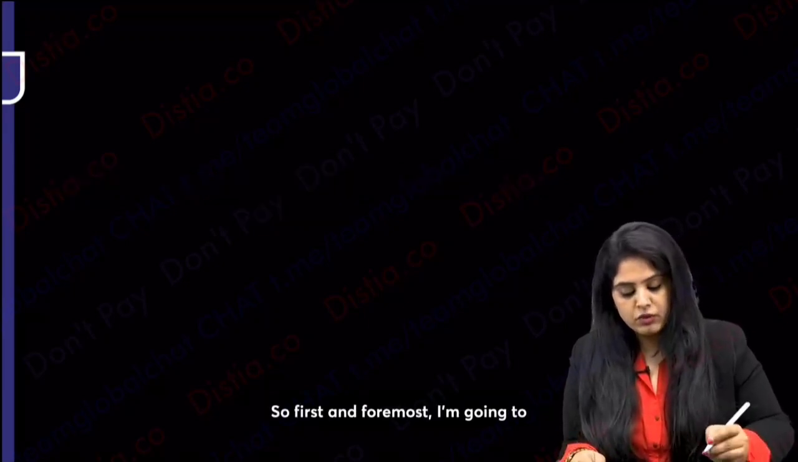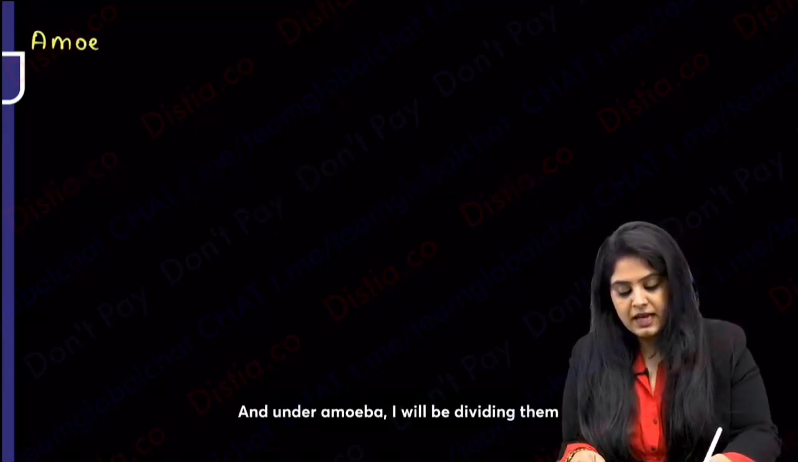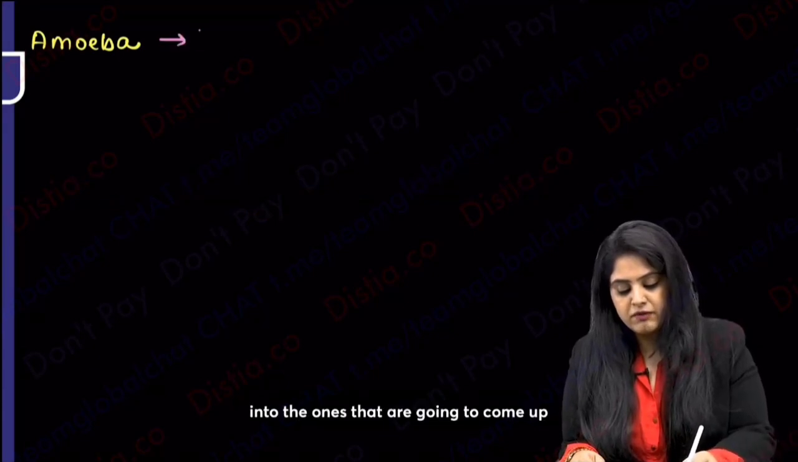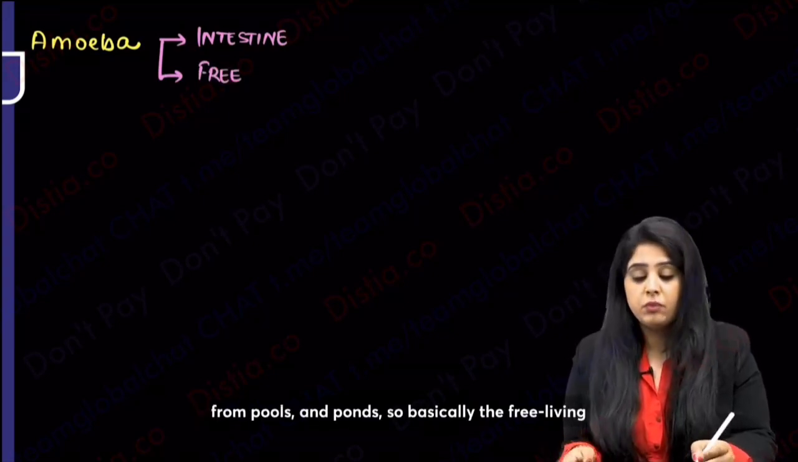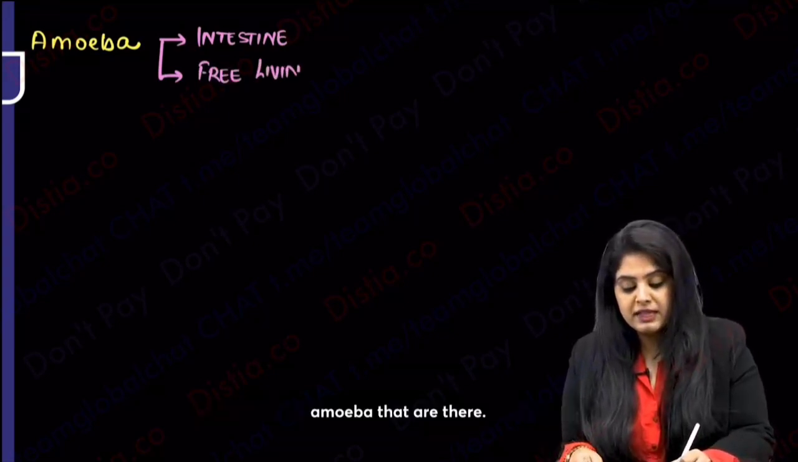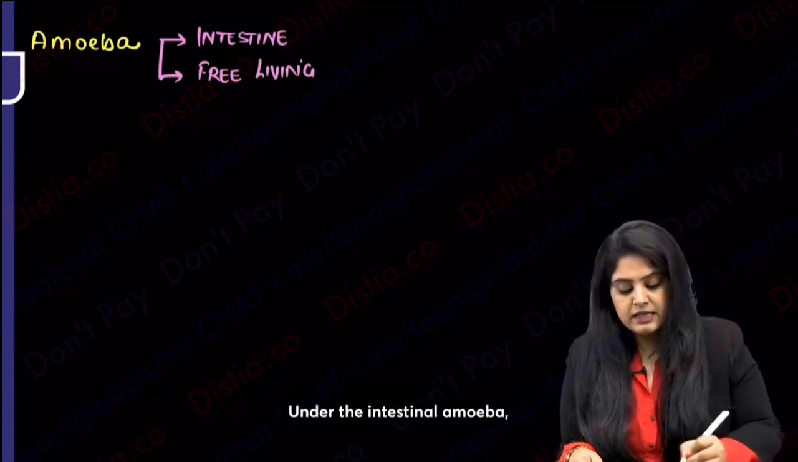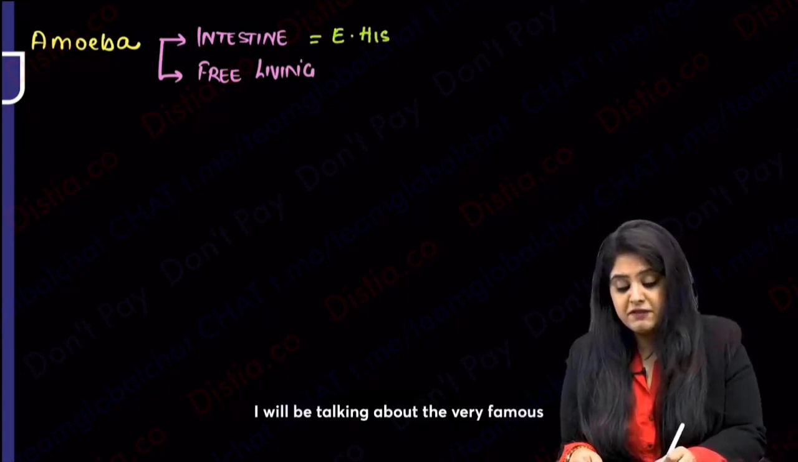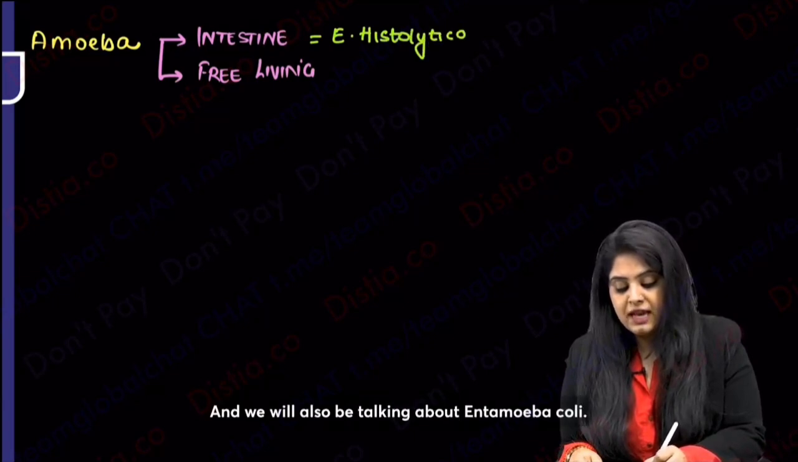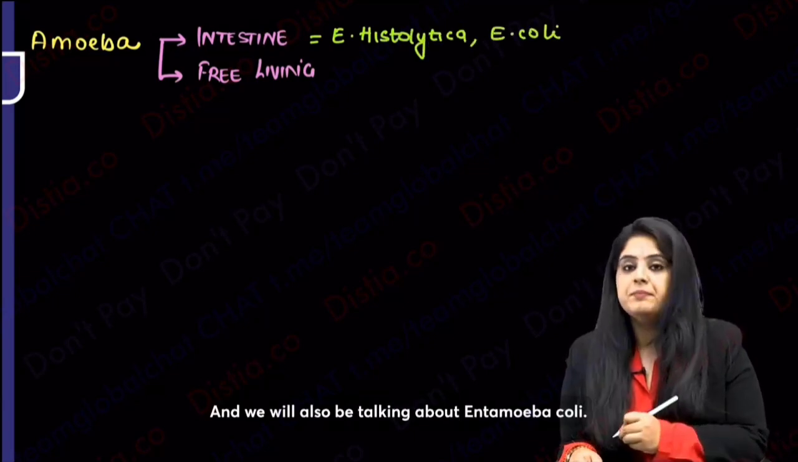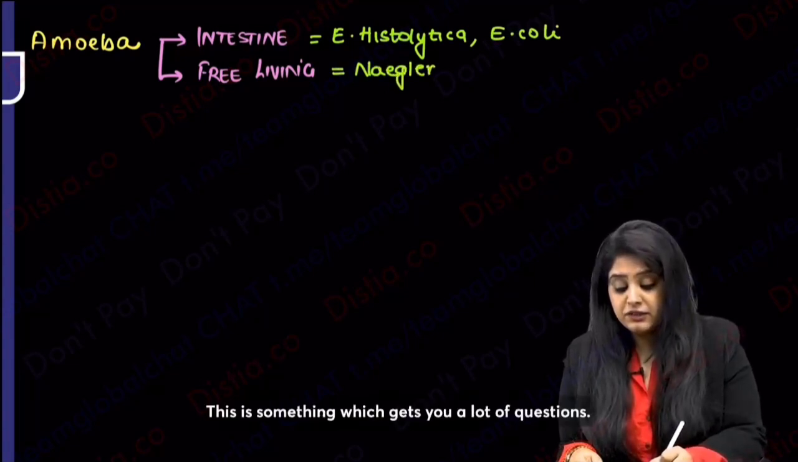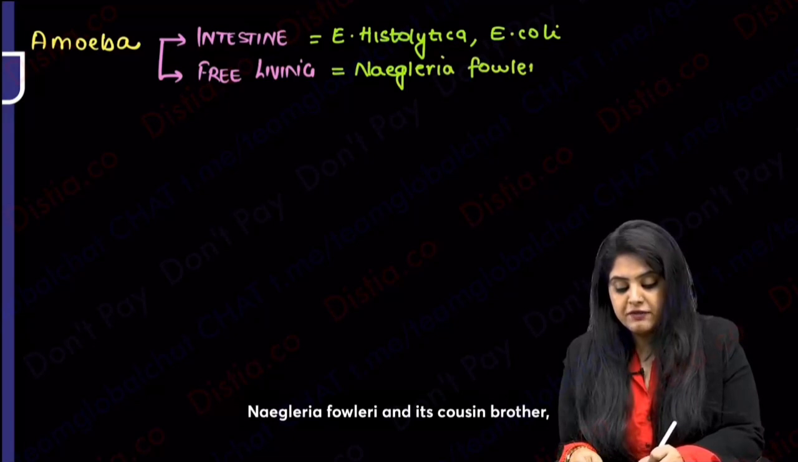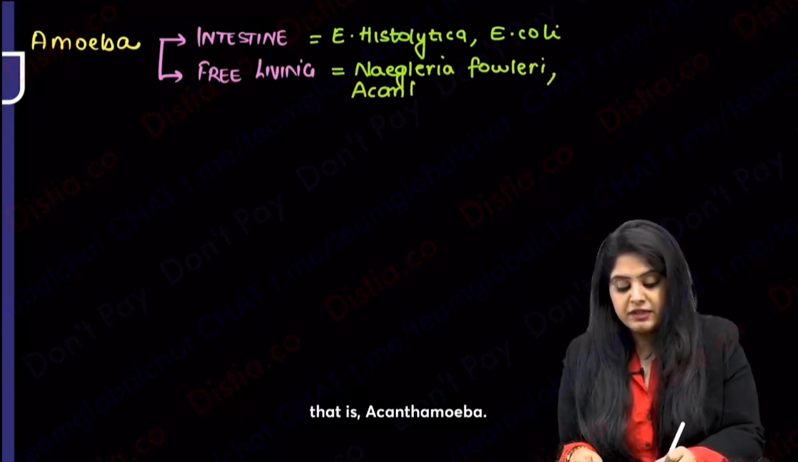First and foremost, I'm going to talk about all the different amoeba. Under amoeba, I will be dividing them into the ones that come up in the intestine and the ones which are free living, which is something we get from swimming, from pools and ponds. Under the intestinal amoeba, I'll be talking about the very famous Entamoeba histolytica, and we will also be talking about Entamoeba coli. Under free living, I'll be talking about Naegleria fowleri. This is something which gets you a lot of questions, Naegleria fowleri, and its cousin, Acanthamoeba.